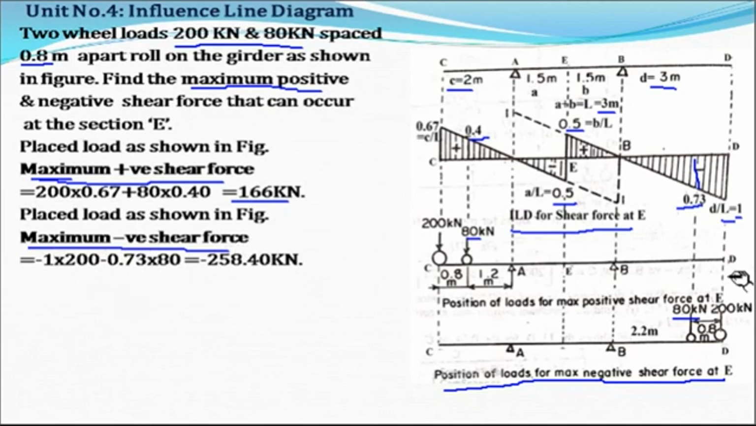Here both the ordinates are on the negative side, so it will be minus 1 into 200, the intensity of load, and 0.73 into the load 80. If we solve this, we get the value of maximum negative shear force as minus 258.40 kilonewton.